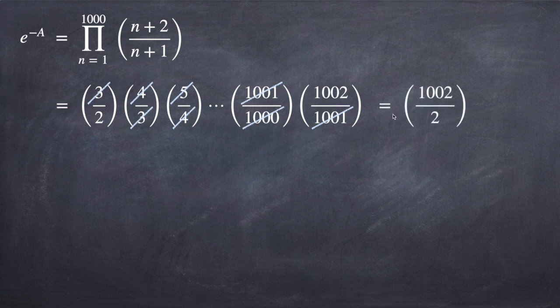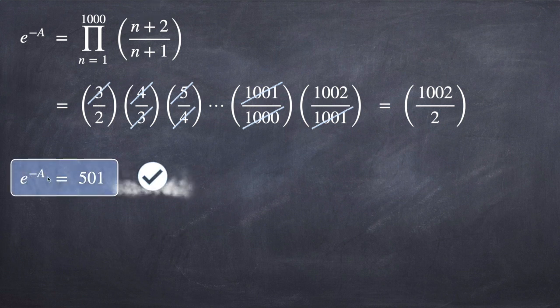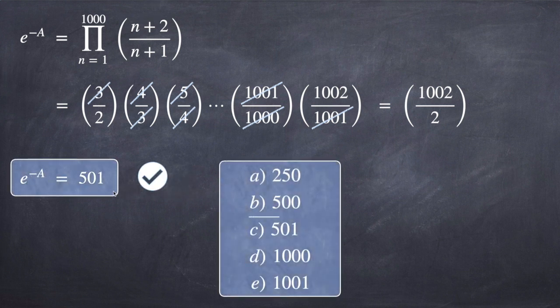So we will get 1,002 over 2, and the exponential of the negative A is 501. The correct alternative is letter C.